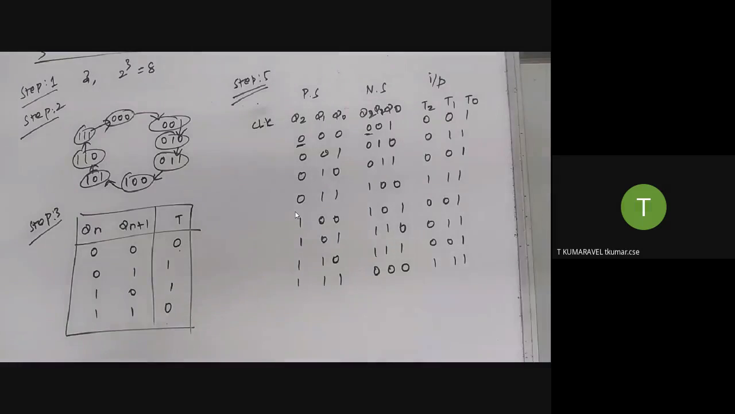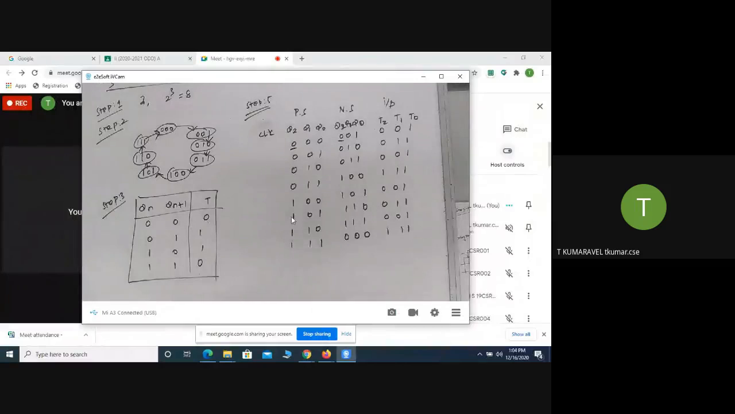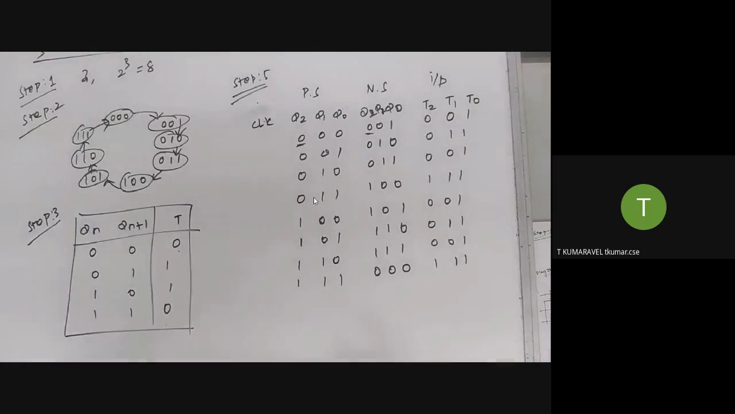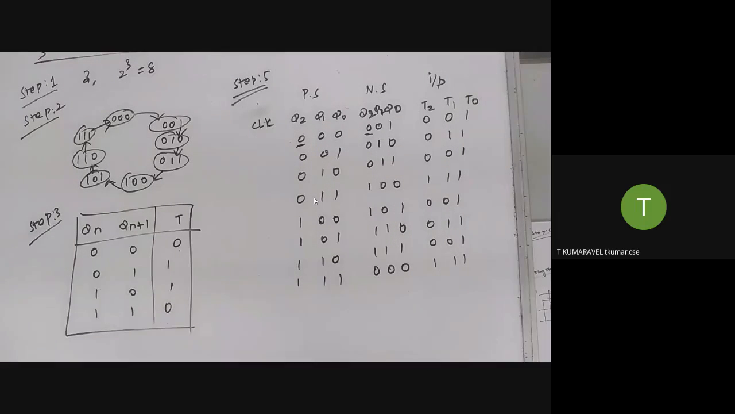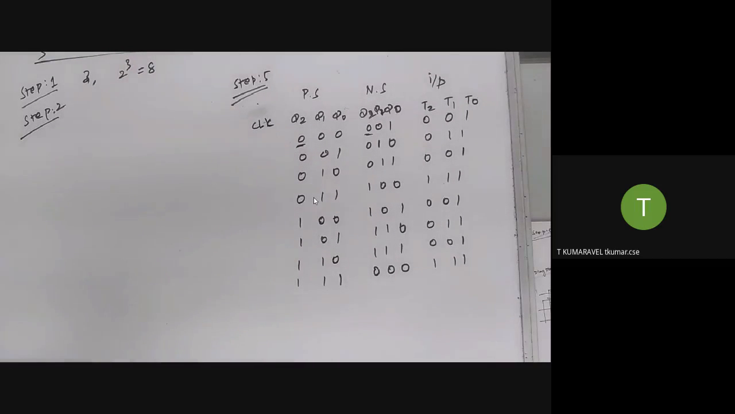Okay, you tried it out yourself. Definitely you will get the same answer. So now you have successfully formed the truth table. Minimize the excitation table of that required problem.